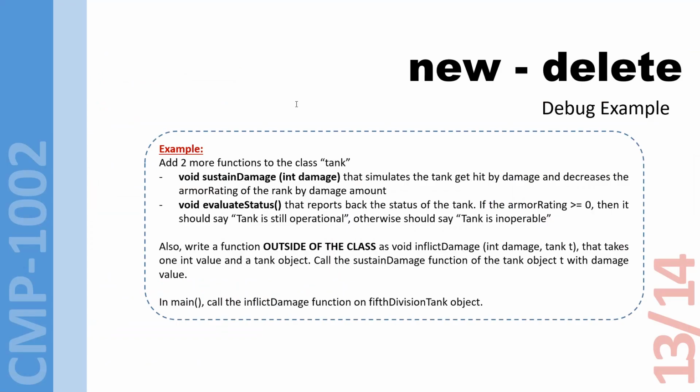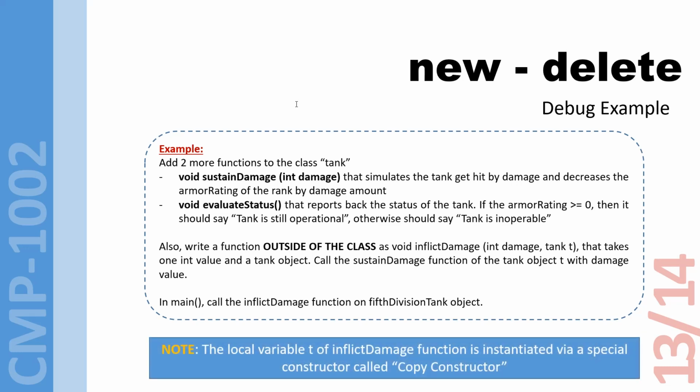That thing, we cannot see the constructor call of it, because this local variable t is instantiated via a special constructor called the copy constructor. So far we haven't seen what this copy constructor is, but this is going to be quite an important thing in the subsequent weeks.